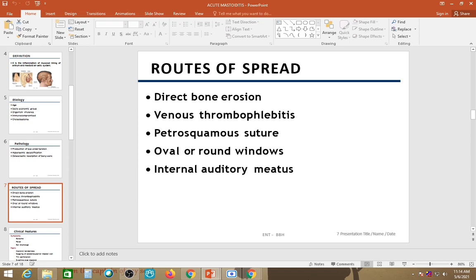Internal auditory. So these are all internal. The middle ear can be infected.